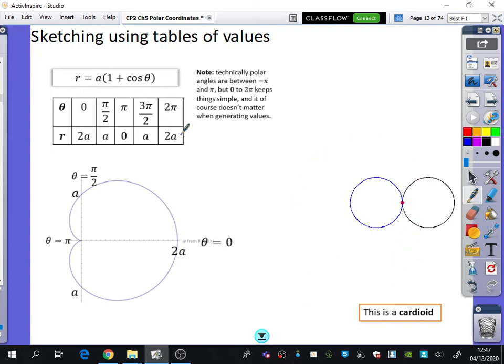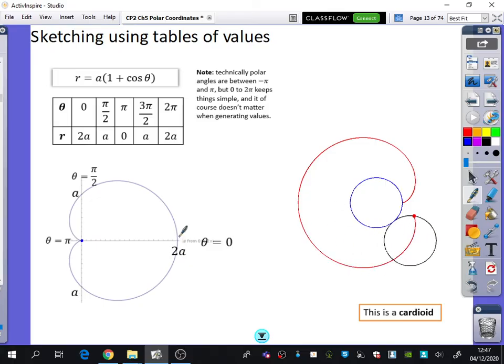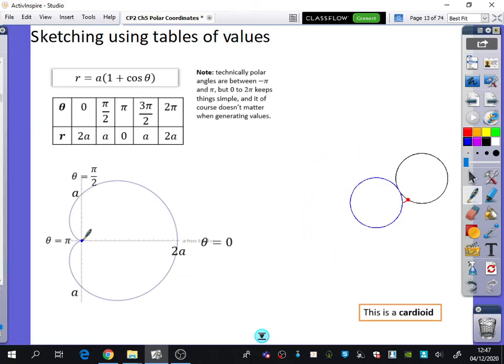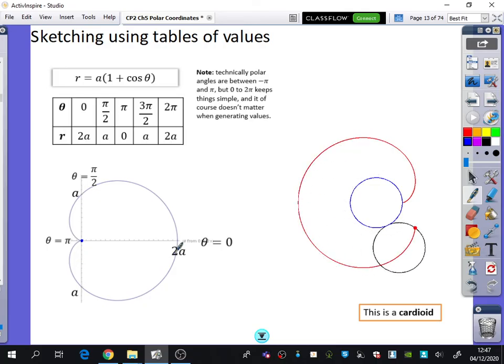So when theta is 0, r is equal to 2a. So here's the pole. If the angle is 0, it has come 2a along in that 0 angle. When I have pi over 2, it's this angle from here to here, and it comes up to a. When it's at pi, the length of the line is 0, so it goes back to the pole. When it's at 3 pi over 2, which is down here, you have a. And then when it comes back around to 2 pi, it goes to 2a over here as well.